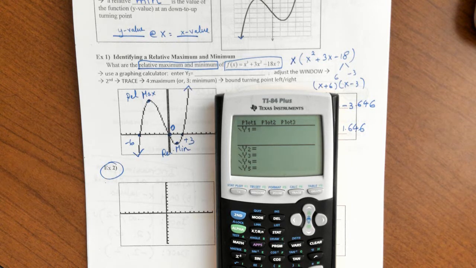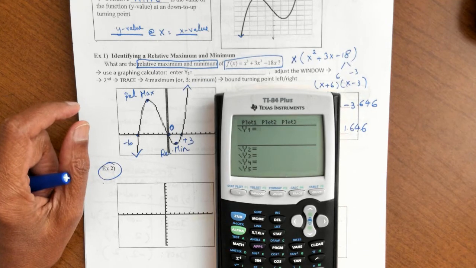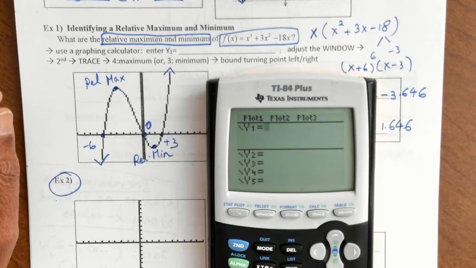Okay, so we're going to go through some steps to use the calculator to find the maximum and the minimum. So let me just zoom in a little bit so we can see it a little bigger, and then I will start. There we go, that's better.